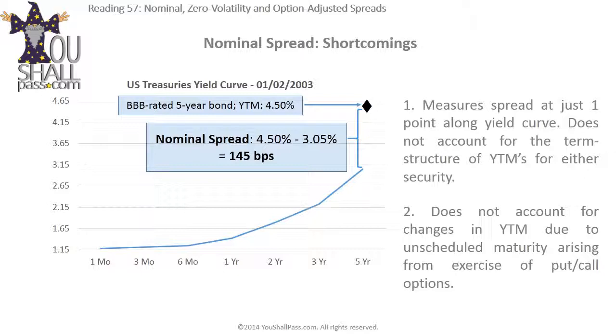The second shortcoming of the nominal spread measure is specific to bonds with put or call options. And that simply is that due to its simplistic nature, the nominal spread measure fails to take into account the change in YTM brought about by exercise of these options. And that in turn is obviously triggered primarily by changes in the interest rate or the overall business environment.